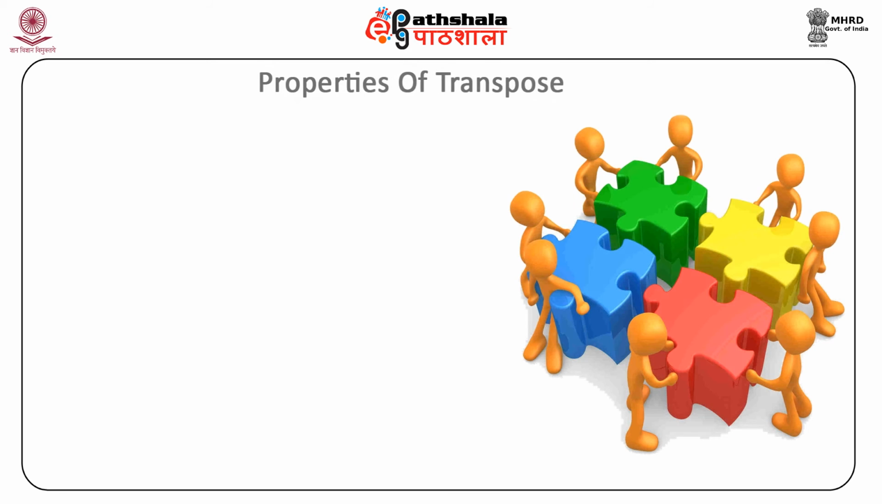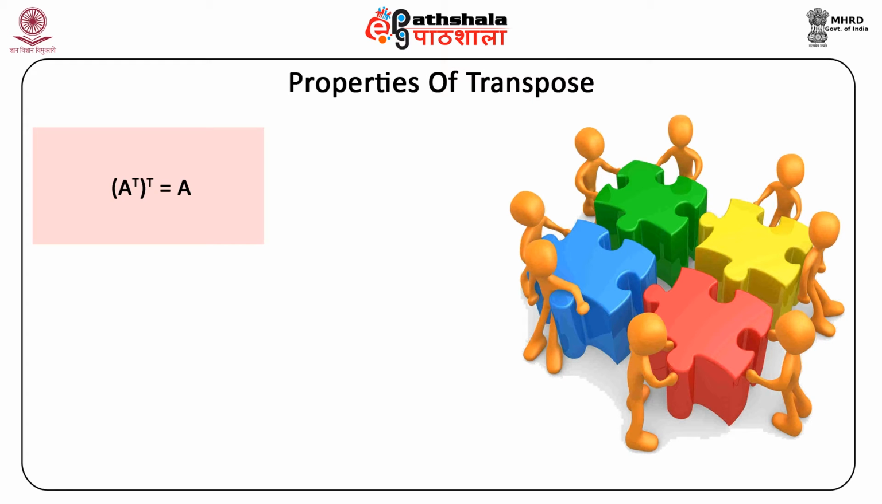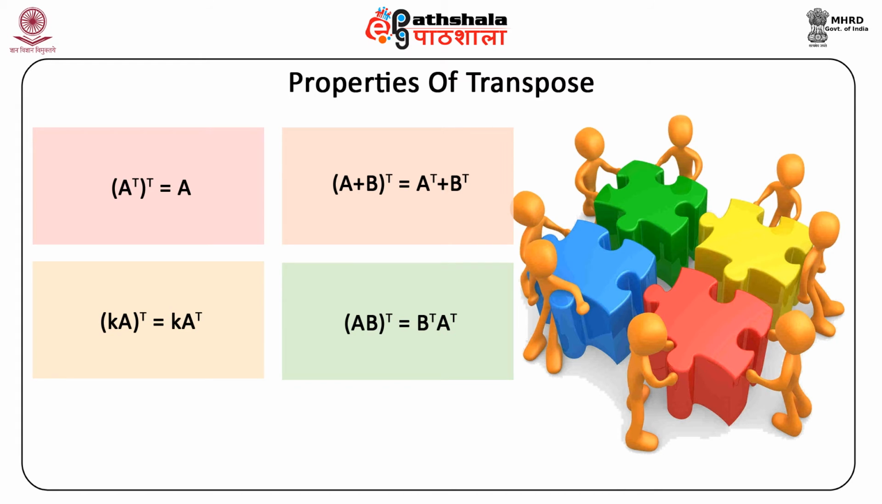Next, we will discuss the properties of transpose. A transpose transpose is equal to A. A plus B whole transpose is equal to A transpose plus B transpose. K A whole transpose is equal to K times A transpose. AB whole transpose is equal to B transpose multiplied by A transpose.